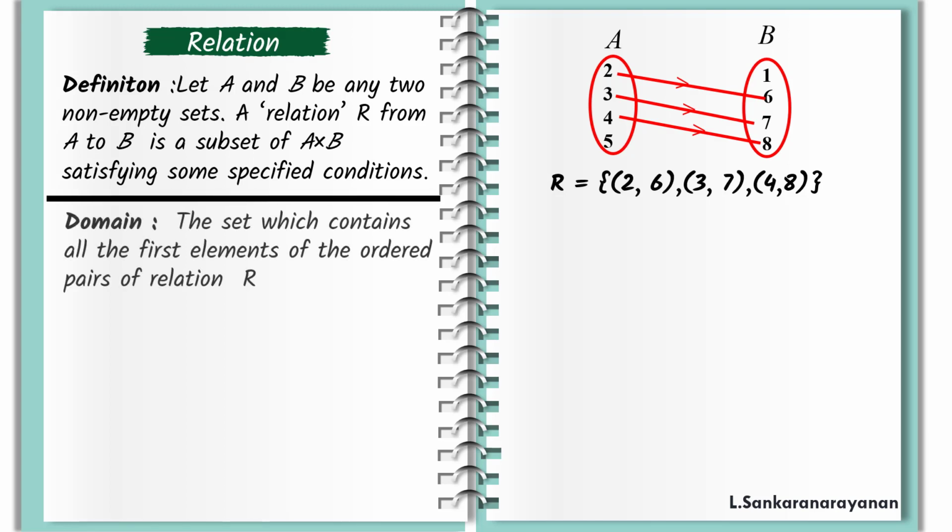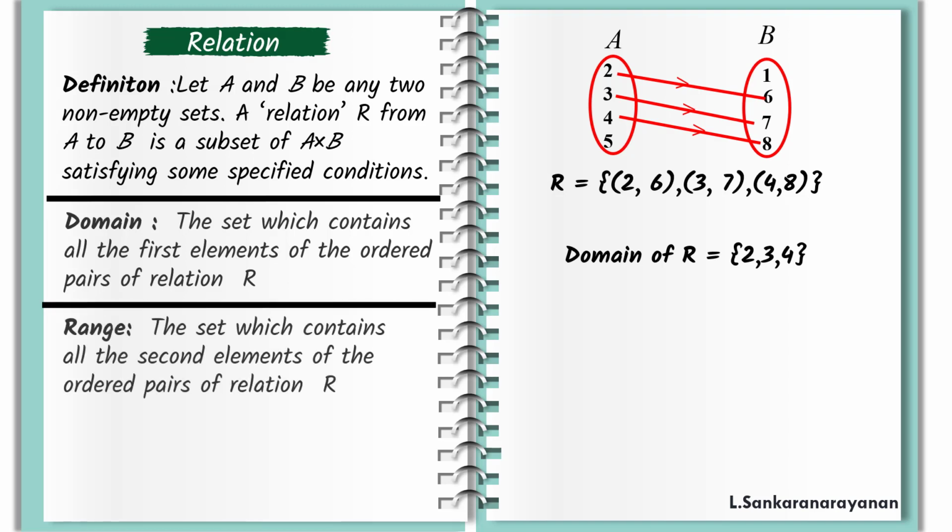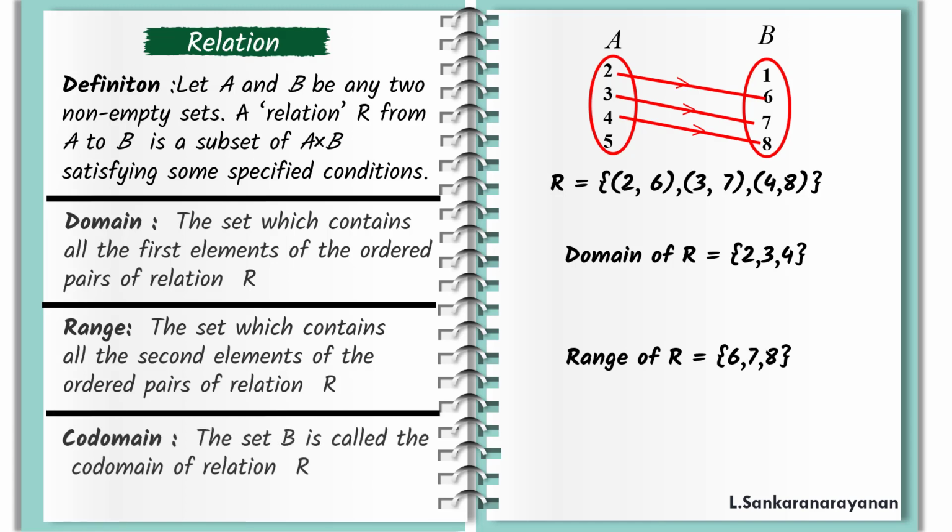Next, domain. The set which contains all the first elements of the ordered pairs of a relation R. Here we have 2, 3, 4. Next, range, the set which contains all the second elements of the ordered pairs of a relation R. So, range of R is equal to {6, 7, 8}. Next, codomain, the set B is called the codomain of the relation R. So, we have {1, 6, 7, 8}. That is all.